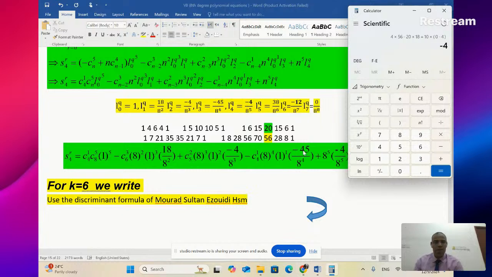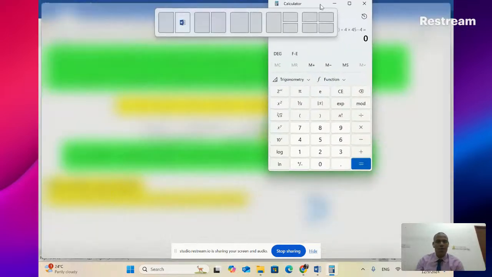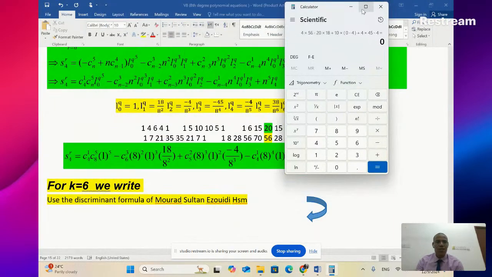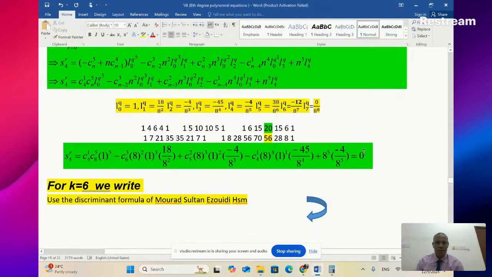Okay, then this is minus multiplied by minus is positive, means 4 multiplied by 45. I will just write plus 4 multiplied by 45. Then plus 8 raised to the power 5 divided by 8 raised to the power 5 is 1. Plus multiplied by minus is minus, so minus 4. I will immediately write minus 4. This one, my kids, has to be equal to 0. Okay? So S4 is going to be equal to 0, and the value of S4 is 0 here.